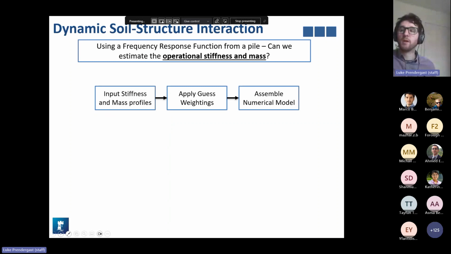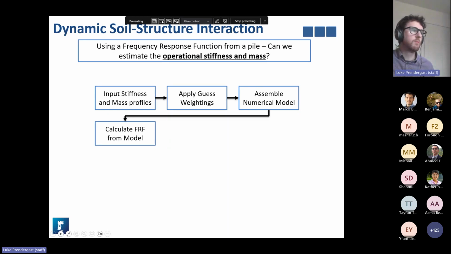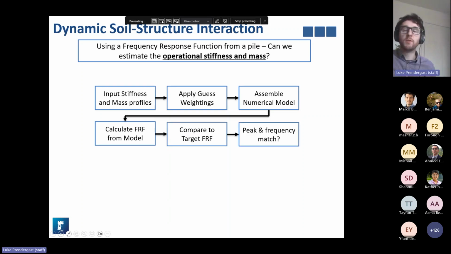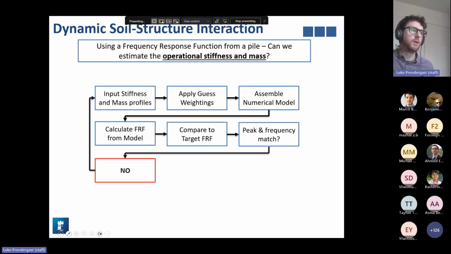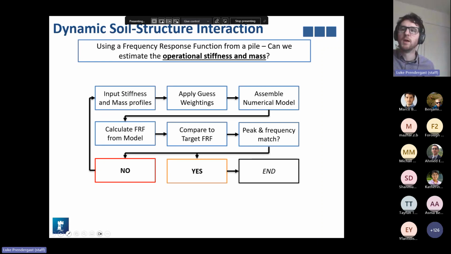We then assemble the numerical model by building the stiffness matrix and putting the springs on beams. We calculate a frequency response function from this model, and then we simply compare this to the one from the real pile. If the frequency peak and its location match, then we end the model. If not, we go back and we update the weightings. And we do this iteratively until such a time as everything matches, and then it ends.